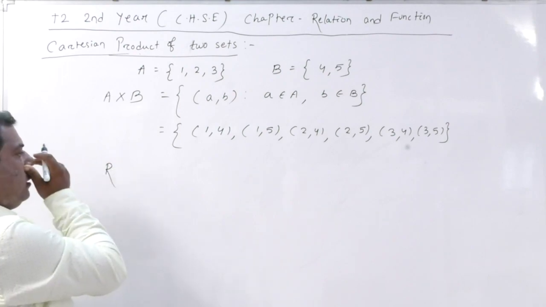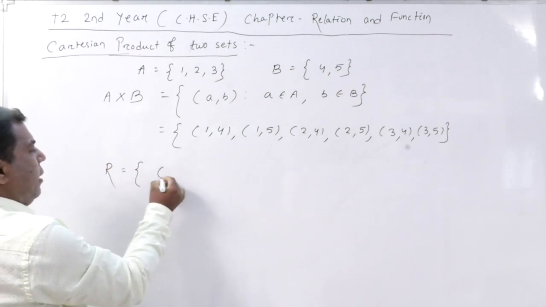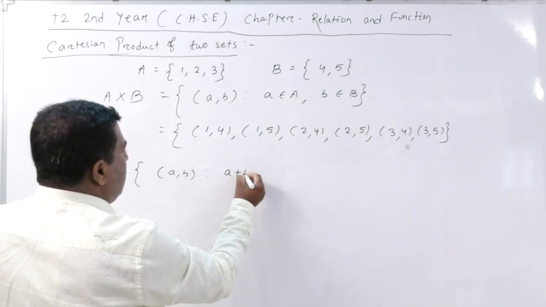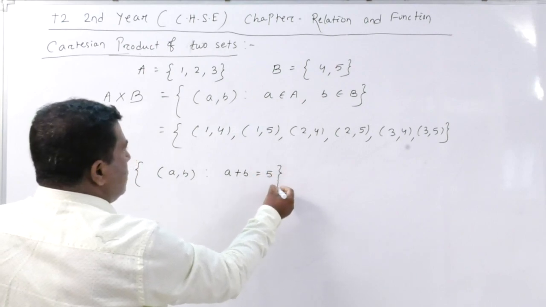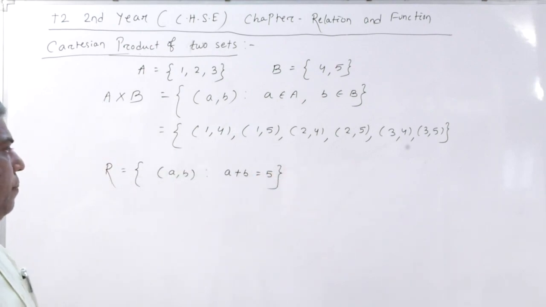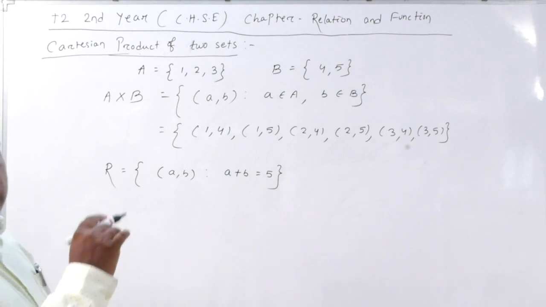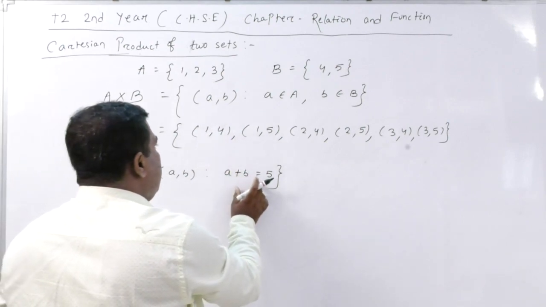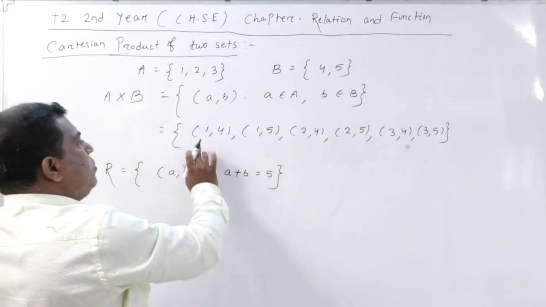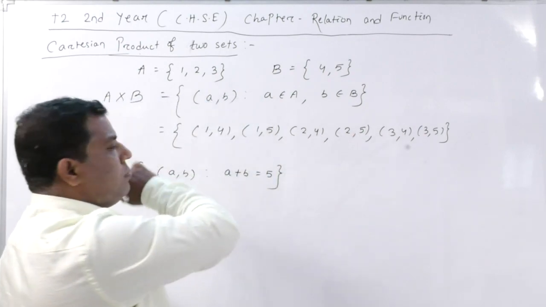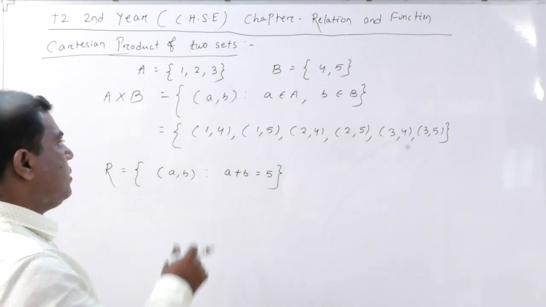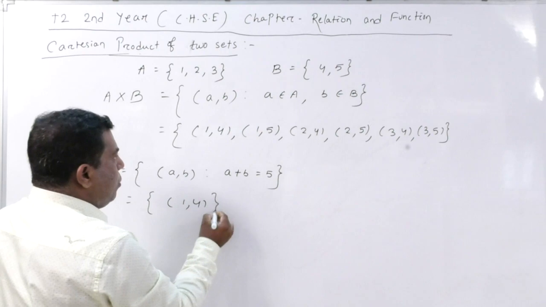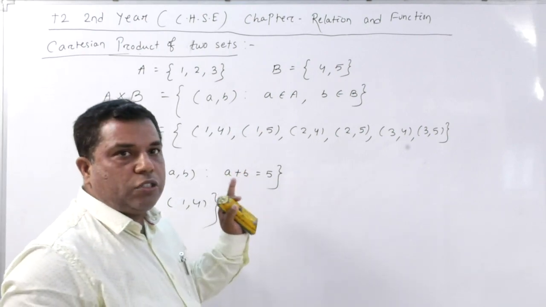Suppose he is taking a connection of this form: (a, b) such that a plus b equals 5. Okay. So you can tell me, my dear students, which one is able to satisfy this condition from A cross B, from those ordered pairs? Yes, you are correct. It is the ordered pair 1-4. No other pair is satisfying this condition.